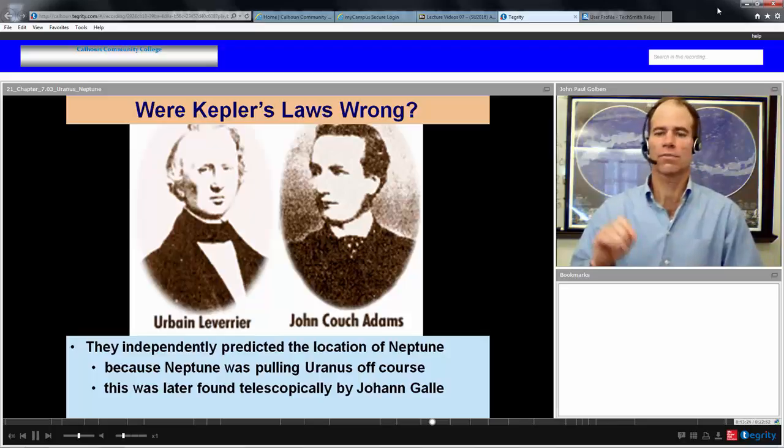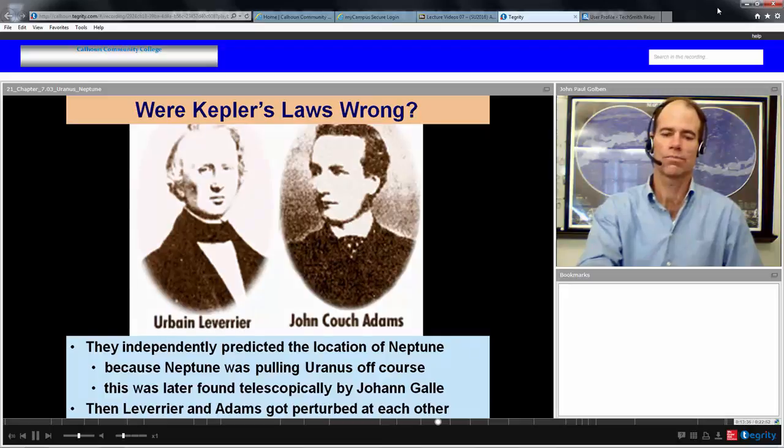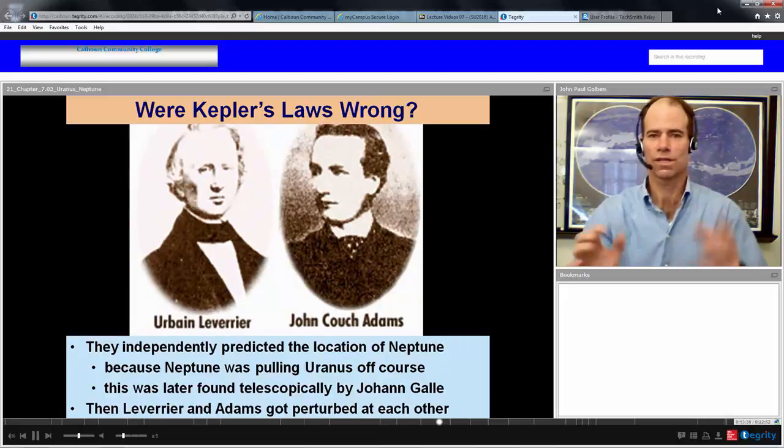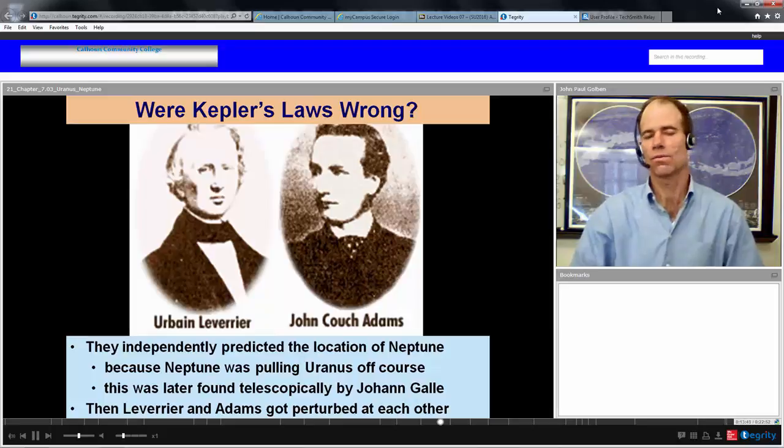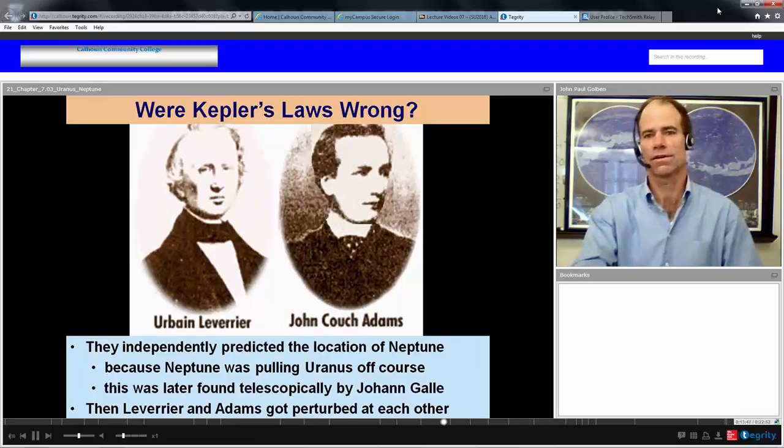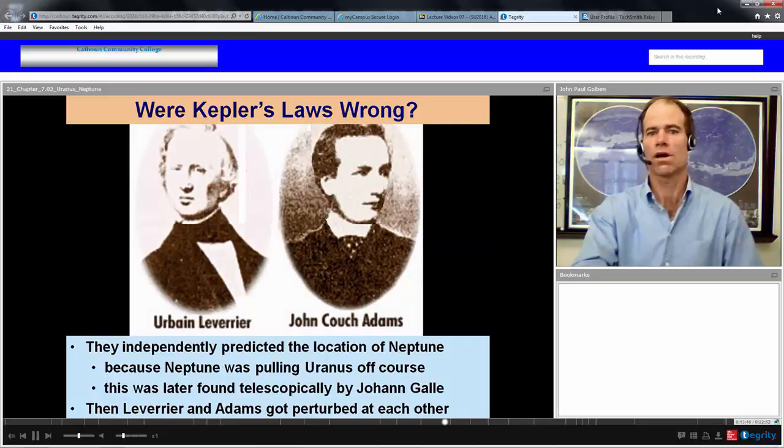Another astronomer, Johann Galle, looked to that position and discovered Neptune. So the three of them get credit. However, they might have fought over who should really get credit. And so, since Neptune perturbed Uranus, eventually Adams and Leverrier were perturbed at each other and wouldn't talk to each other anymore. No, not really. Just made that up.